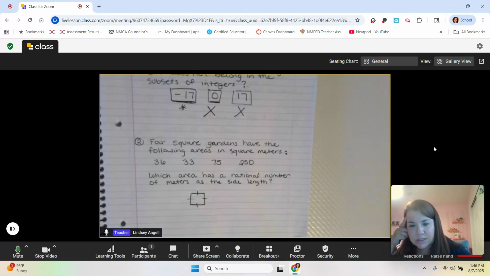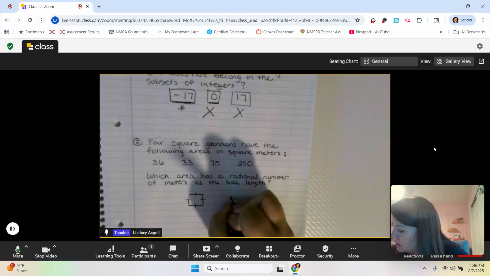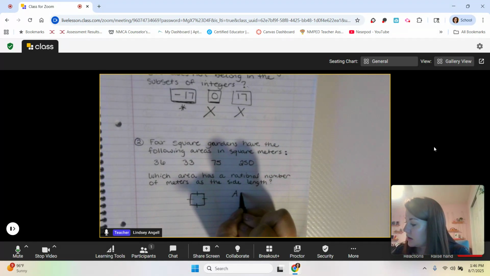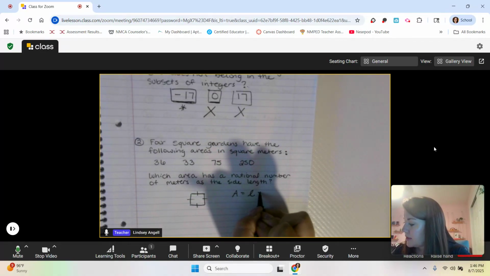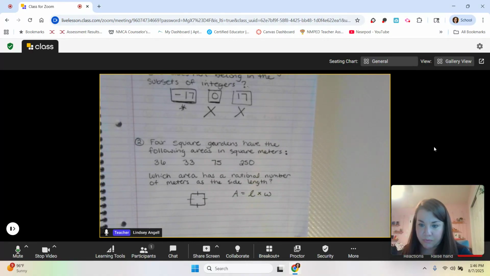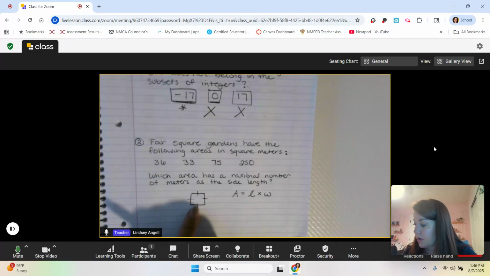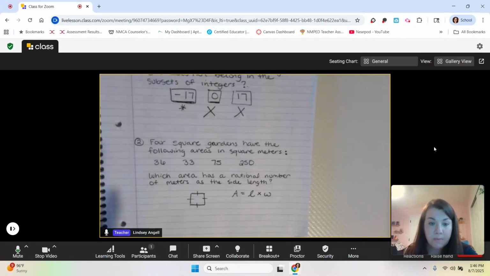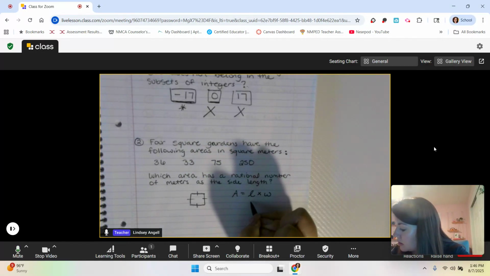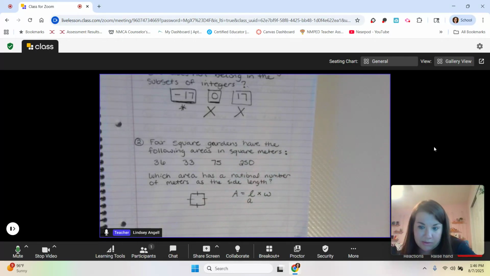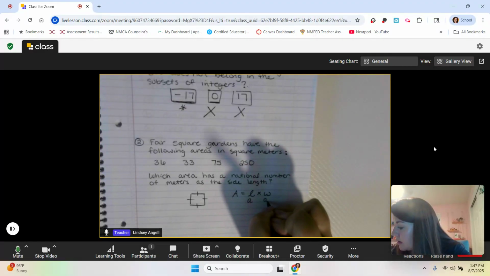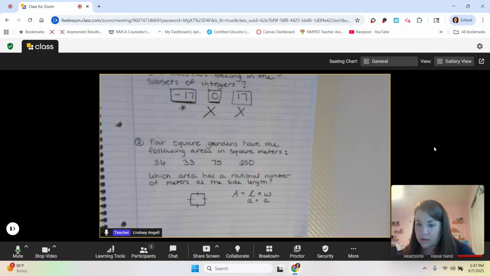Well, then we have to think to ourselves, okay, how do I find the area of a square? Look at all this prior knowledge we need. Area is equal to length times width. Well, with a square, those are the same. That's what we just talked about. The length and the width are identical. So let's say the length is equal to A. That means the width also needs to be equal to A, which also gives me something called a perfect square.